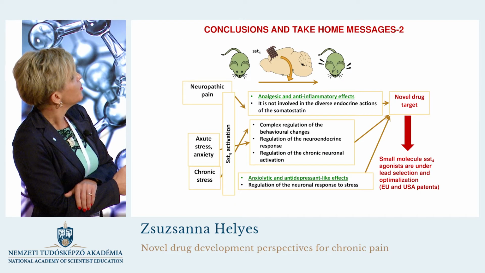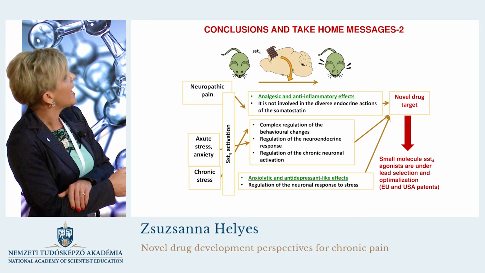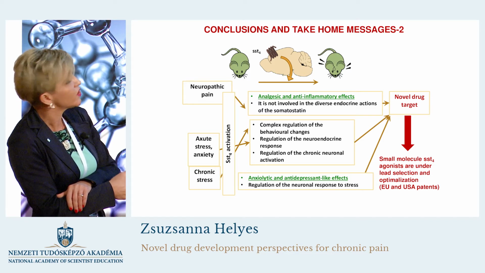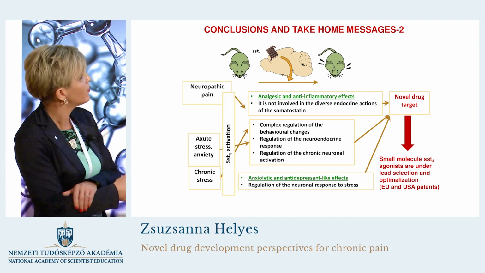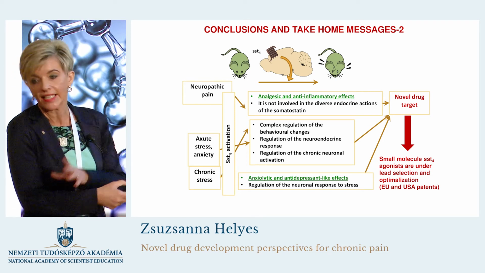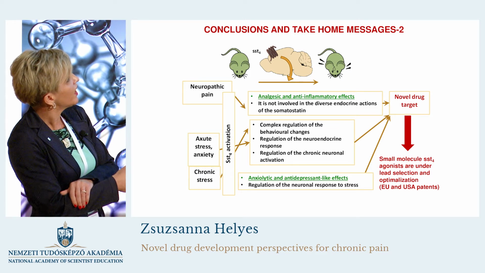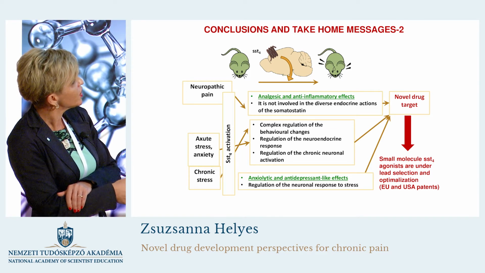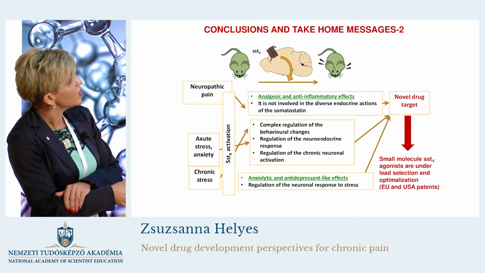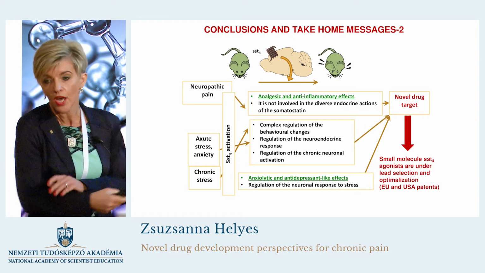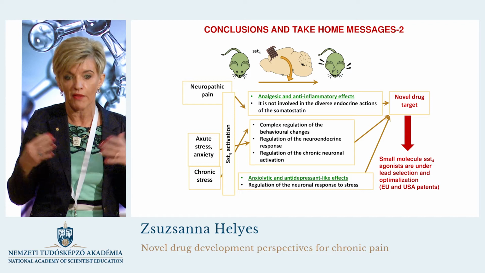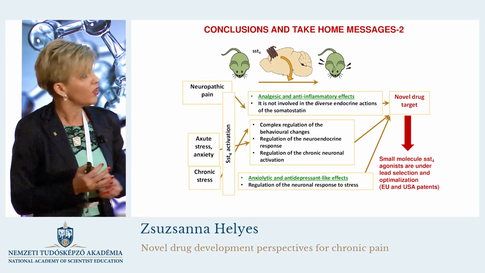So now we actually proved that in neuropathic pain and also in acute stress and chronic stress, which I didn't show you because of the lack of time, this receptor is an interesting target. If we activate this receptor, it can lead to analgesic and anti-inflammatory actions, but also, meanwhile, anxiolytic and antidepressant actions, which is good because chronic pain is very commonly accompanied by chronic stress.